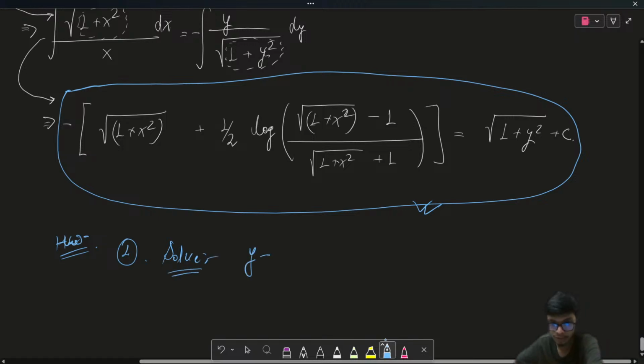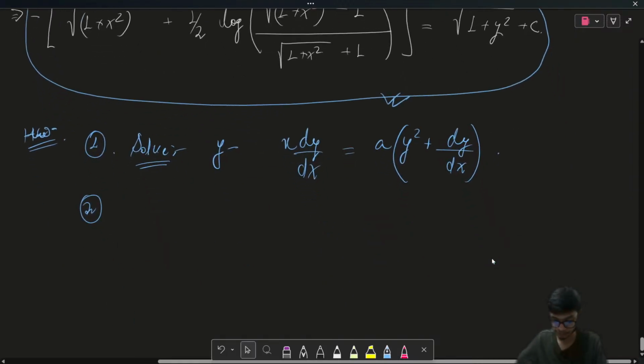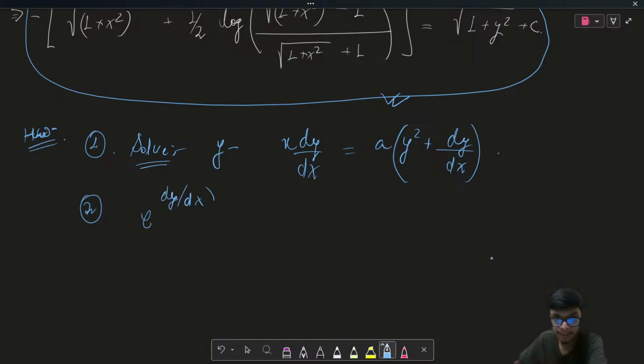The first homework problem is to solve the required differential equation. Please write the homework problems down. This is the first problem. And the second problem is e to the power dy by dx is equal to x plus 1. Please try to solve this problem as well.